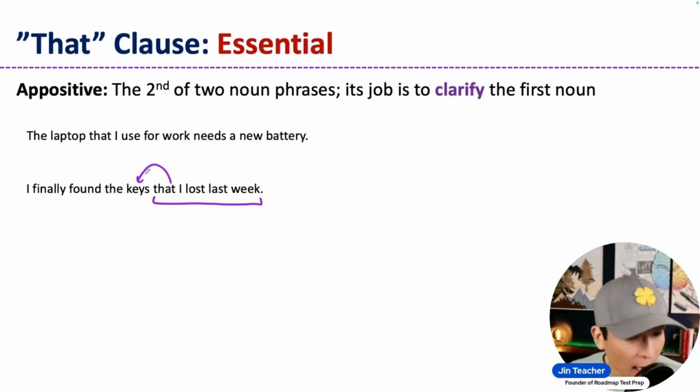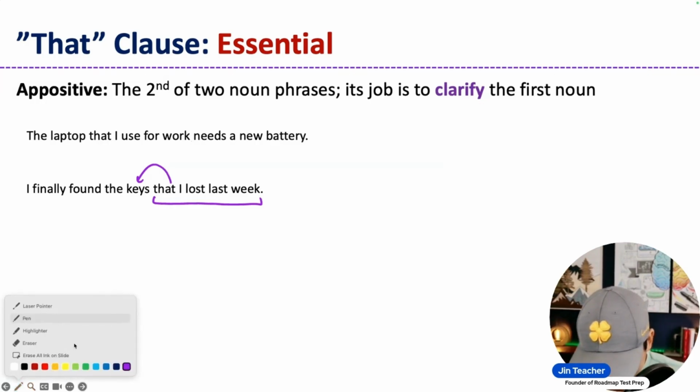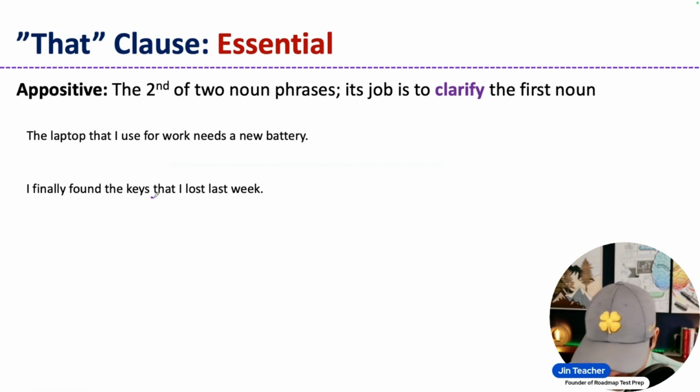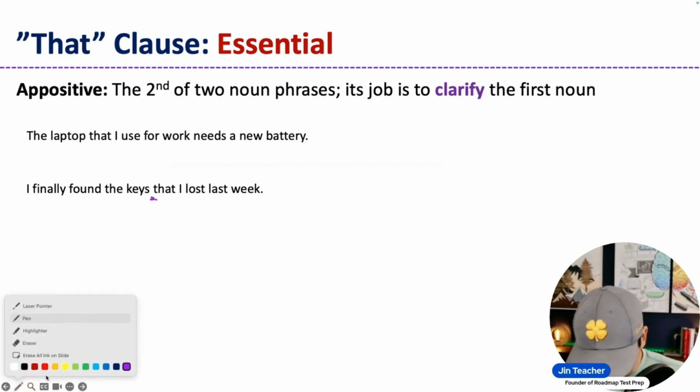Which keys are you talking about? Are you talking about the keys that you left in your car? Nope, not that one. Are you talking about the keys that you left at the bar? Nope, not that one. I'm talking about the keys that I lost last week. Those keys, right? The keys that I lost last week, okay? Again, these that clauses are always essential information, which is why you do not see a comma, right, before it, okay? That'll be just good to know there.